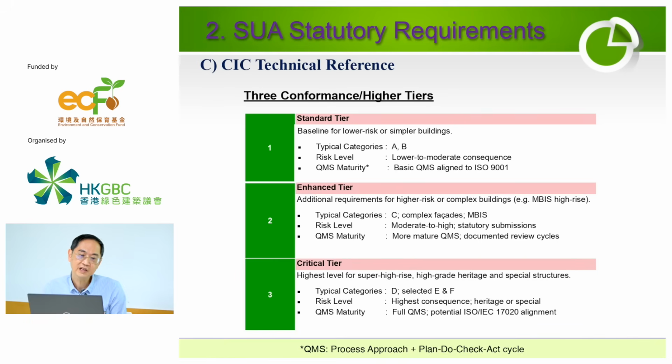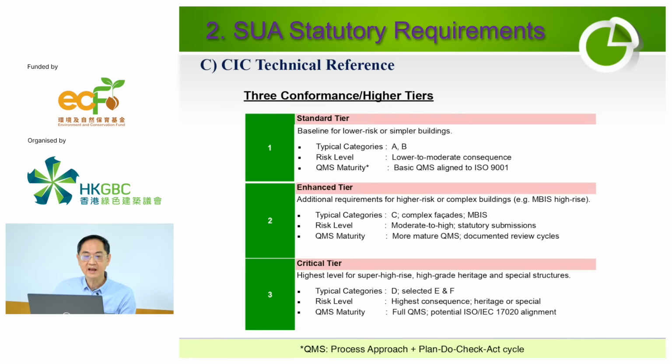They have 3 conformance tiers to govern those 6 CAT buildings. The first one is the standard tier. It is for the lowest to moderate consequence risk level. It requires QMS maturity. QMS is the quality management system, with a process approach and the plan, do, check, act cycle, complying with ISO 9001.